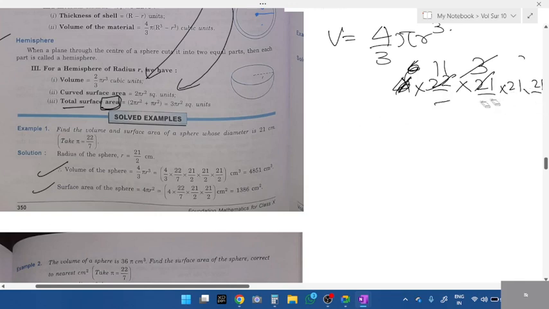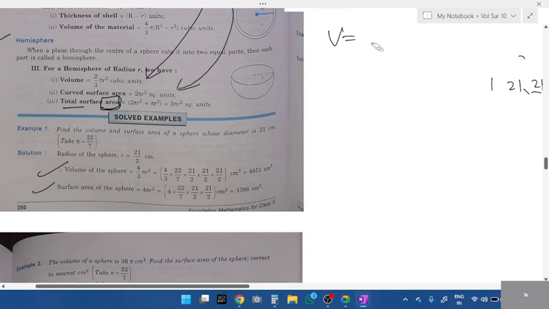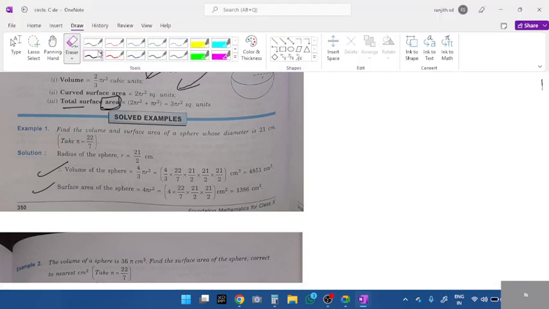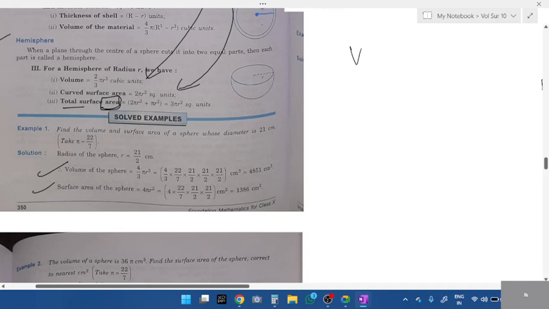Look at example 2, students. Let us solve example 2. The volume of a sphere is given. Volume is equal to 36 pi centimeter cube. Find the surface area of a sphere. For a sphere, it doesn't have total or curved surface area. It is always a surface area. Correct to the nearest centimeter. Take pi as 22 by 7.